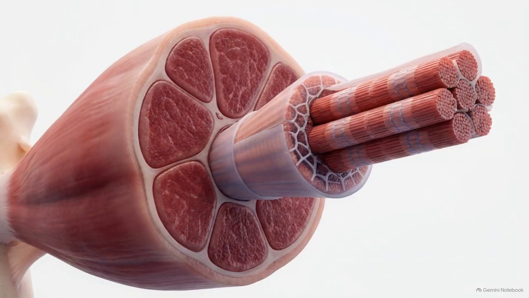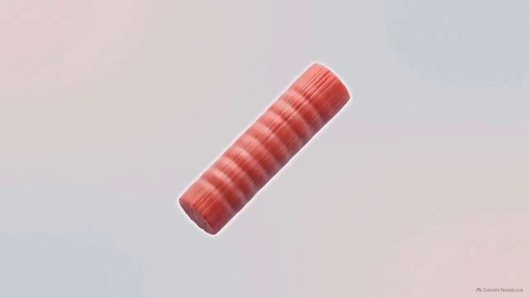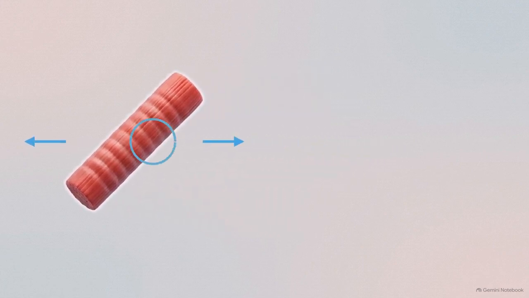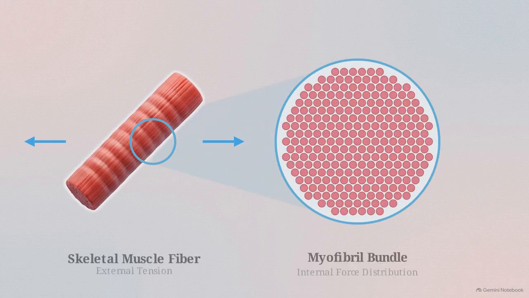Generating the raw tension required to hoist a heavy skeleton against gravity requires a complex distribution of force that prevents these fibers from simply snapping under the strain. This durability emerges from a highly organized structural hierarchy hidden deep within the fibers.